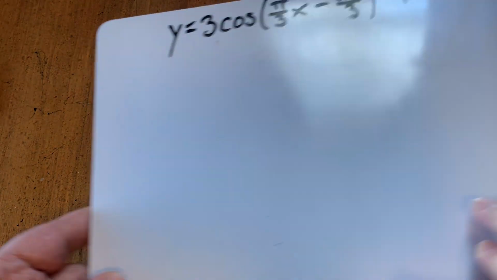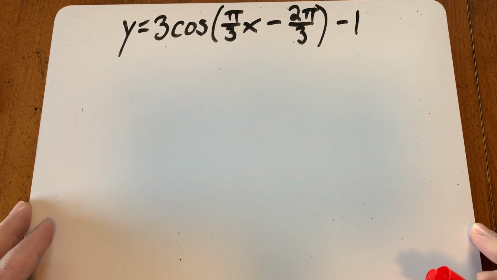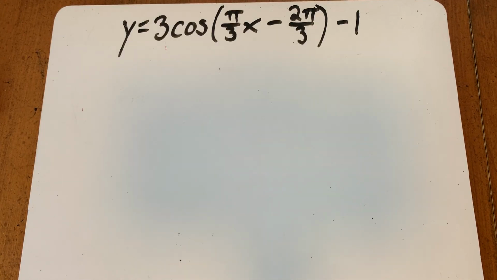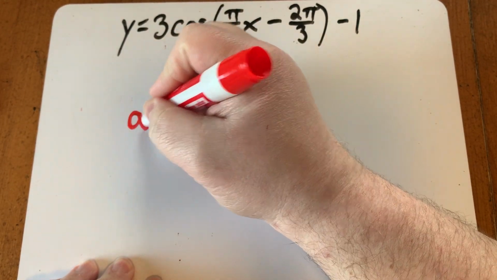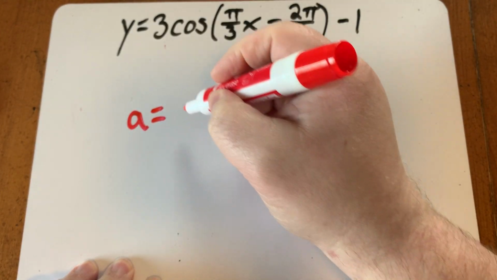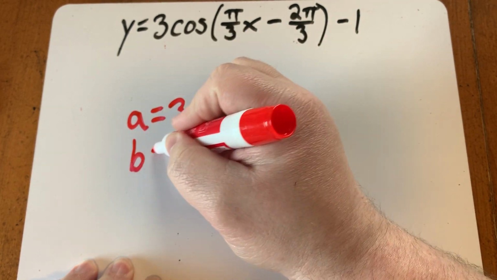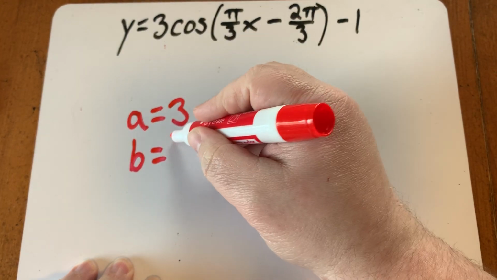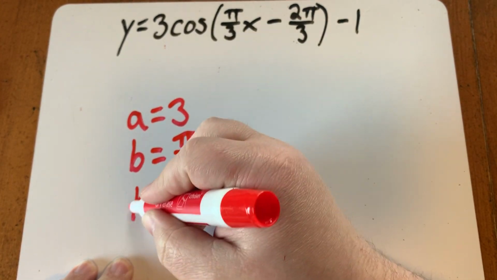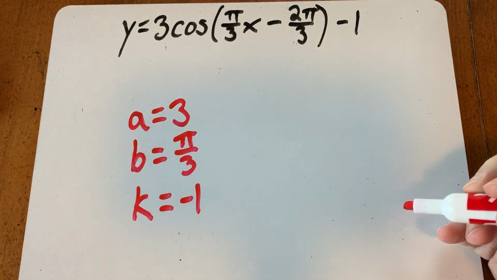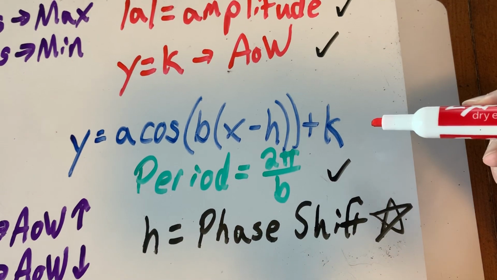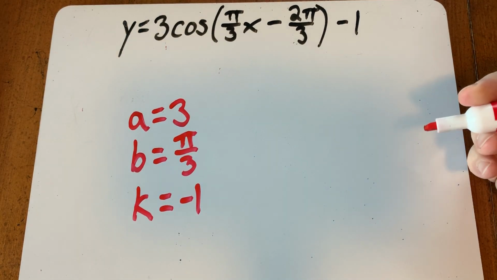So I have an equation here. The first thing I'm going to do is break down and identify what A, B, H, and K are. A is 3. B is what's multiplied by the x, it's pi over 3. K is -1 because it's supposed to be plus K, so if it's minus, it's negative.